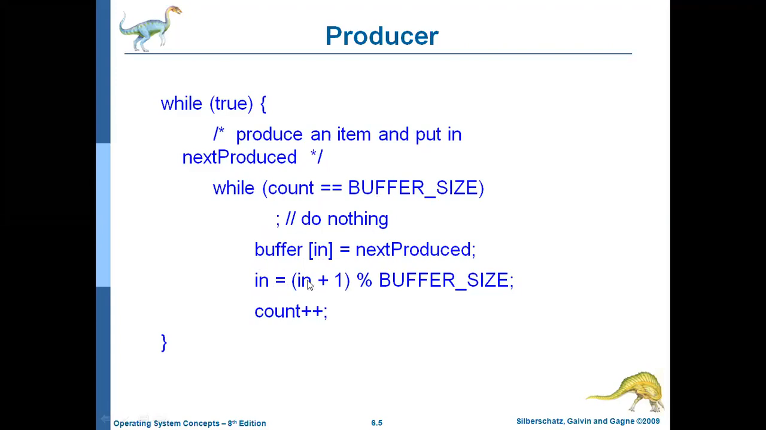What is in plus 1? I already told you the value of in is 0. So 0 plus 1 means 1. 1 modulo division buffer size 5. 1 modulo division 5 means the remainder is 1. So what is the value of in now? The in value is 1. And then you need to increment the count value. Initially the count value is 0. Now the count value is 1. That means at the end of the first iteration, the value of in is 1 and the count is 1.